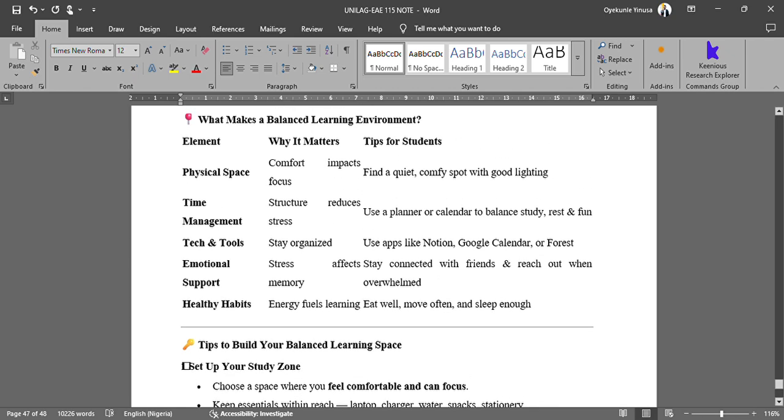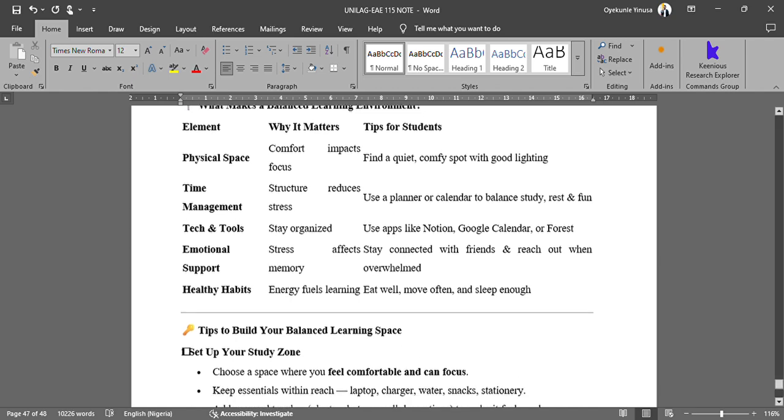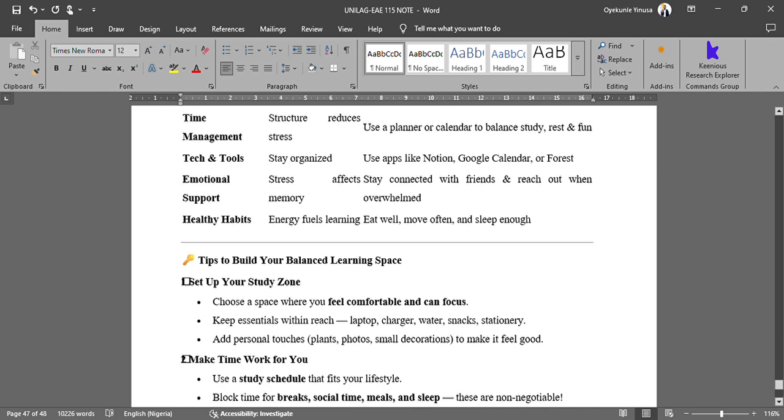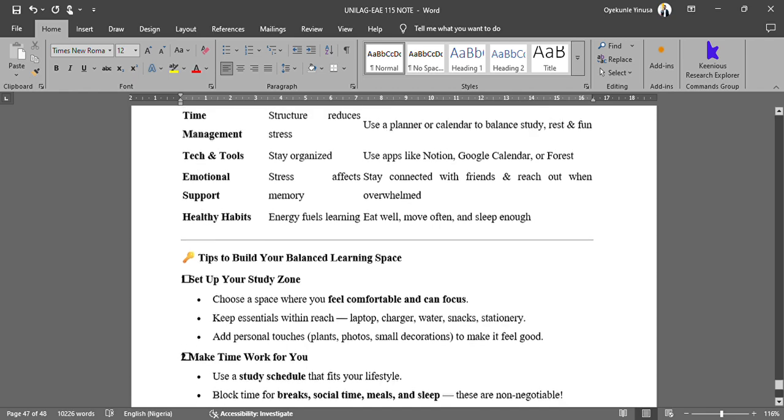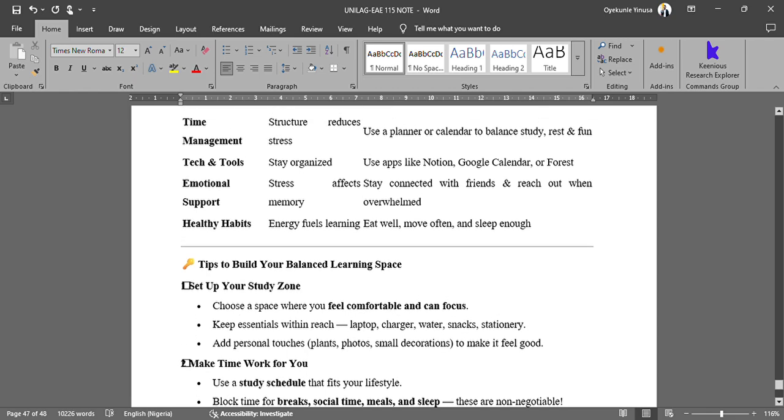Time management: structure your time to ensure that you just do what you need to do to reduce stress. Use a planner or calendar to balance your study. Rest and start when due, and have fun. Stay focused. Stay organized.